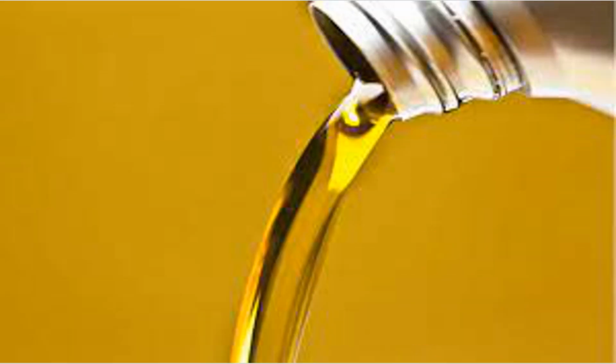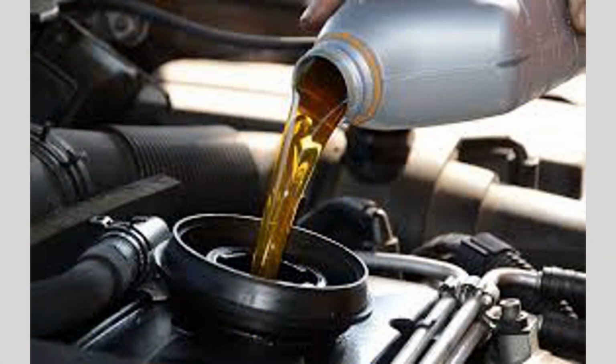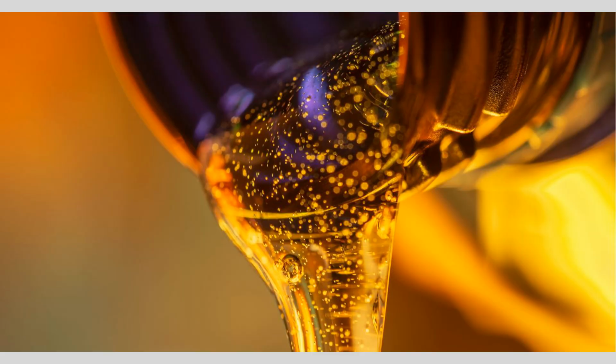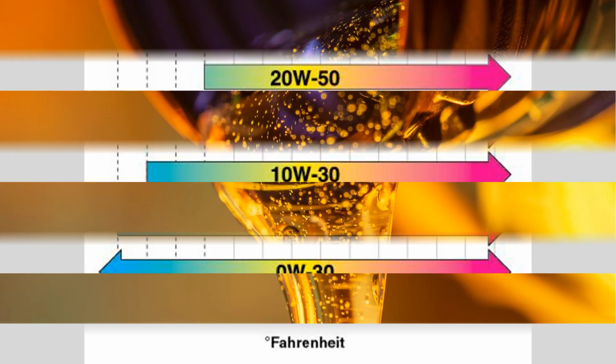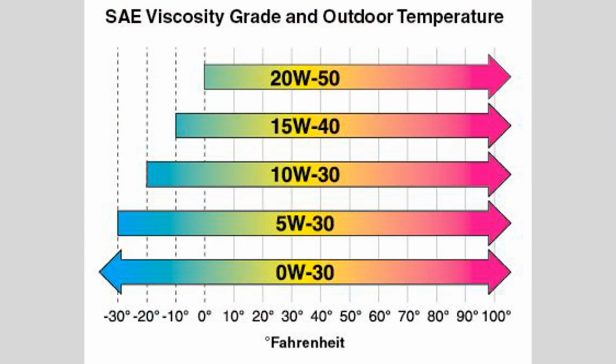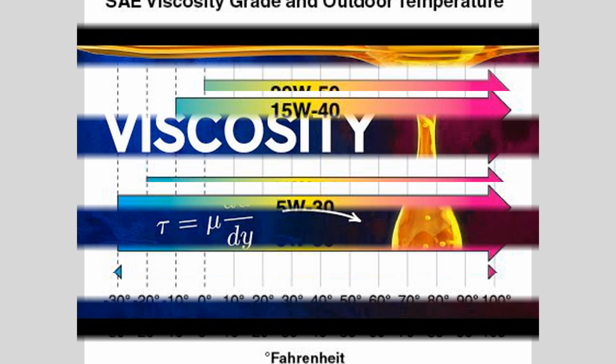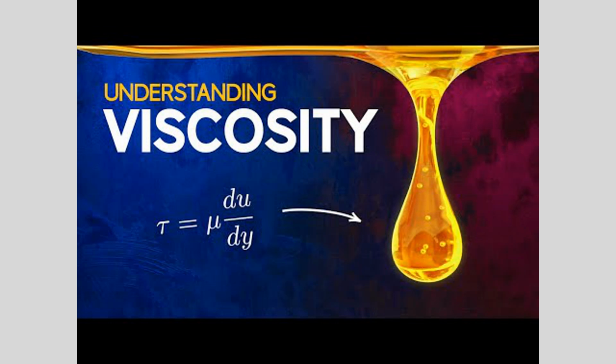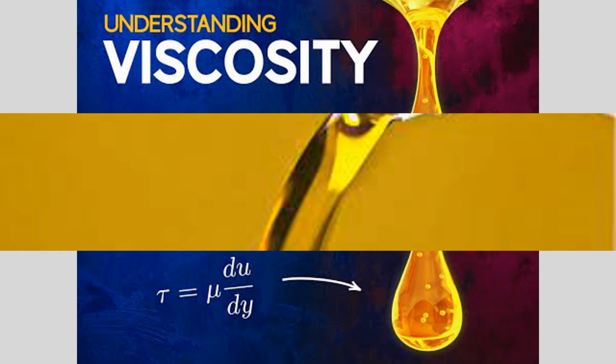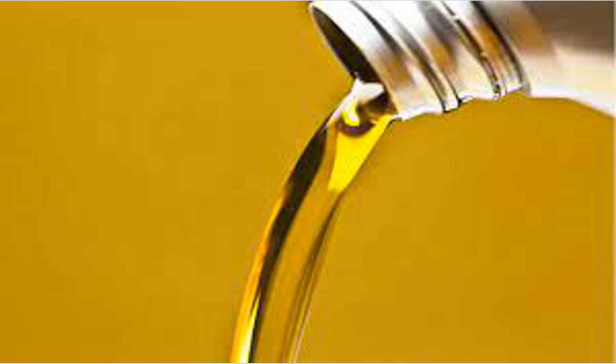Understanding viscosity. Now, let's talk about viscosity. Viscosity is a measure of an oil's resistance to flow. It's crucial because it affects how well the oil lubricates your engine under different temperatures. In the SAE system, you'll see numbers like 5W-30 or 10W-40. The W stands for winter, and the number before it indicates how the oil performs in cold temperatures. The lower the number, the better it flows in cold conditions.